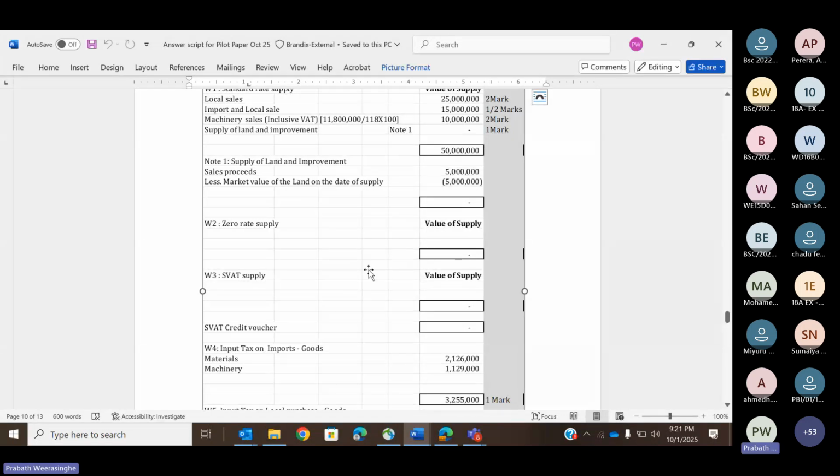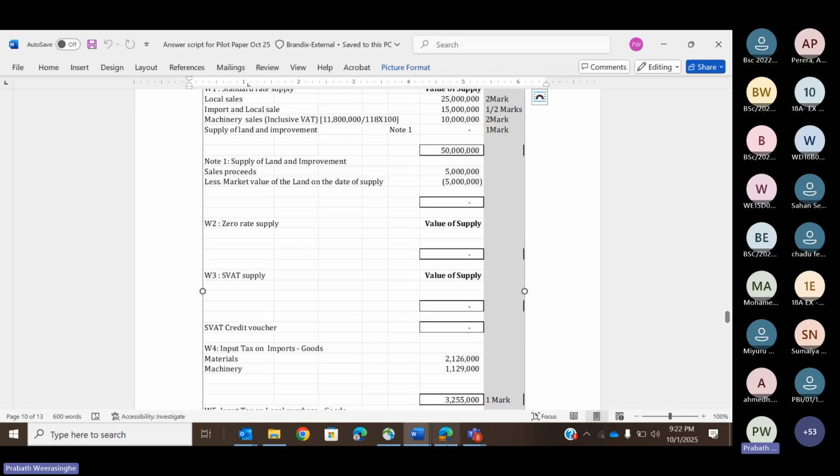I just mentioned zero rate supply and exempt supply, but it is not necessary in your case because there is no zero rate supply or exempt supply. If there are, yes, otherwise not. I gave a hint that I'm not going to test exempt supply, therefore this part is also not needed.